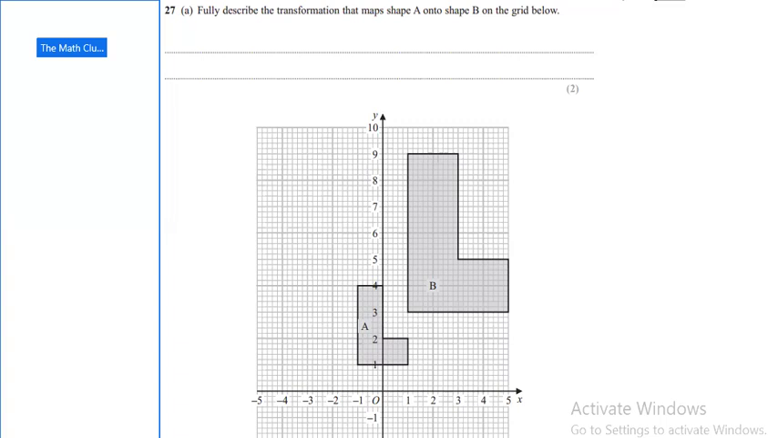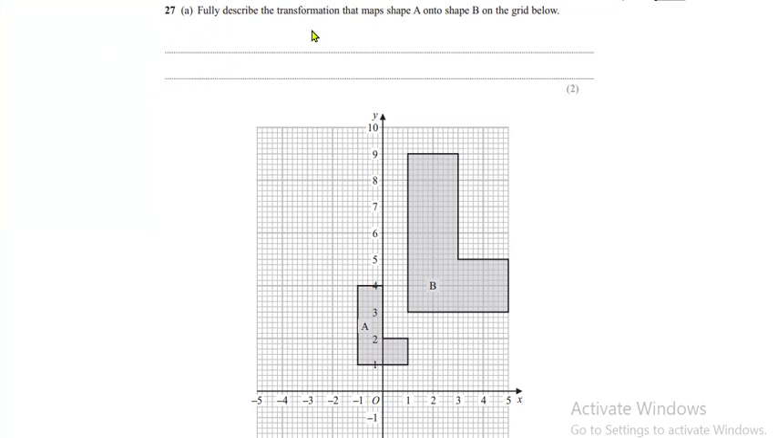In this video, we're going to talk about the Year 9 Achievement Test, June 2023, Section B, question 27. Question 27 A: Fully describe the transformation that maps shape A onto shape B on the grid below.